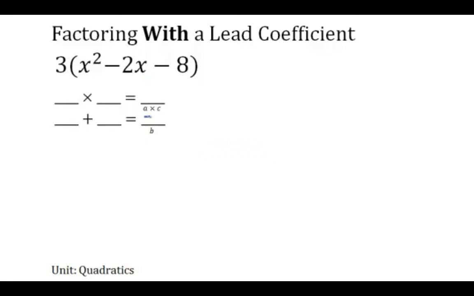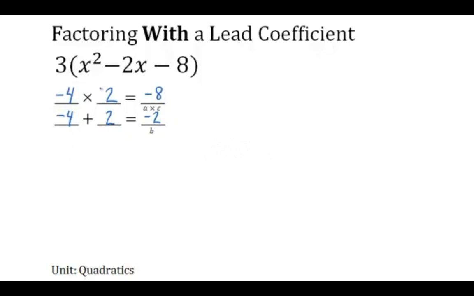So my b value here is negative 2. A is 1, c is negative 8, so a times c is negative 8. Two numbers that multiply together to give me negative 8, but add to give me negative 2 would be 2 and negative 4. Negative 4 times 2, and negative 4 plus 2 adds together to give me negative 2.